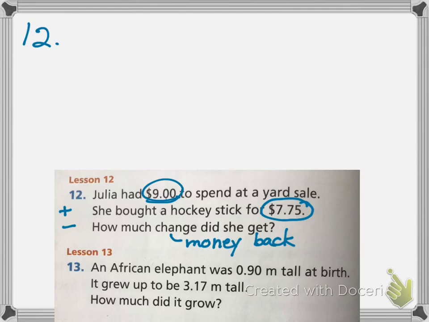Okay? And number 13, an African elephant was 0.90 meters tall at birth. It grew up to be 3.17 meters tall. How much did it grow? So think about whether you are adding or subtracting those numbers. Okay? Pause until you're ready, and then I promise it's the last one.